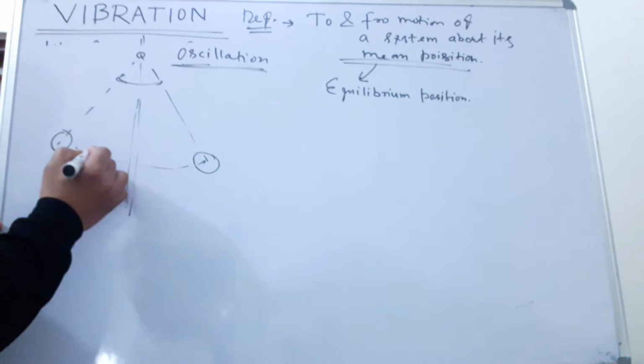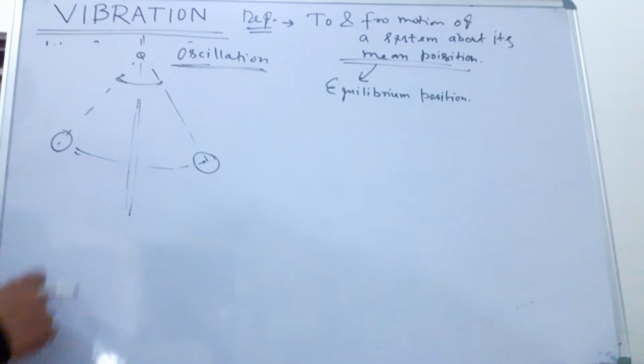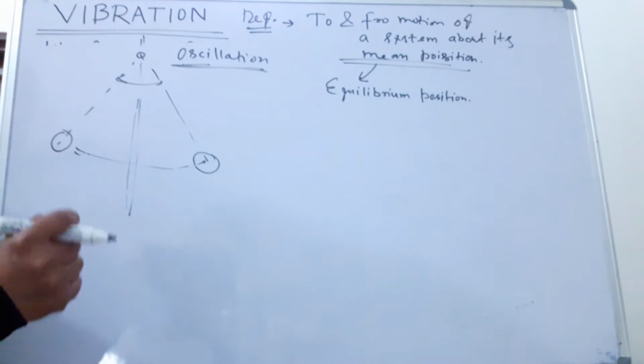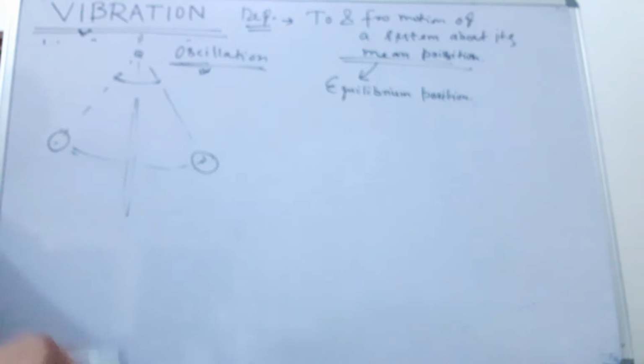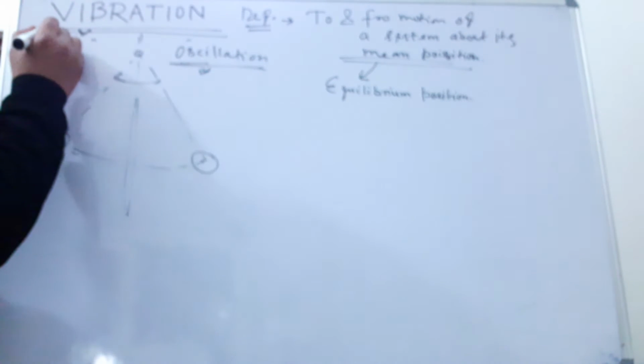It repeats its motion after a definite time interval, and the motion is continued in the absence of external friction or external dissipative environment, and it continues for infinite time if there is no dissipative environment. So we say it is oscillation. Generally both the terms vibration and oscillation are used synonymously, but we can differentiate them a little bit, though both terms are almost synonymous.